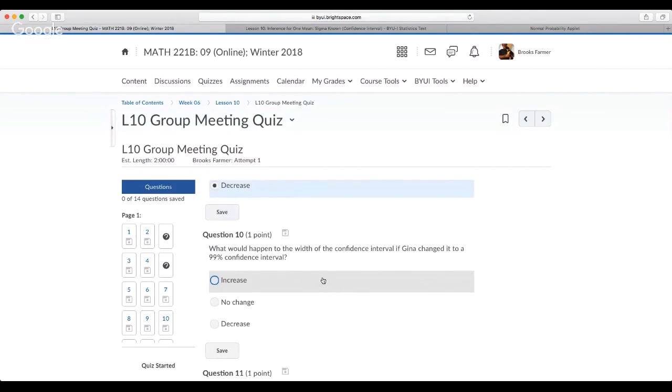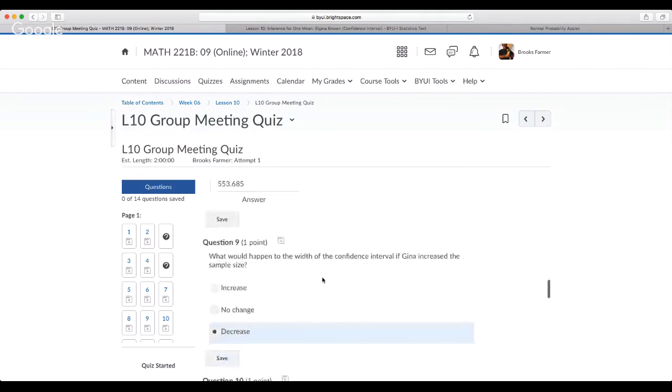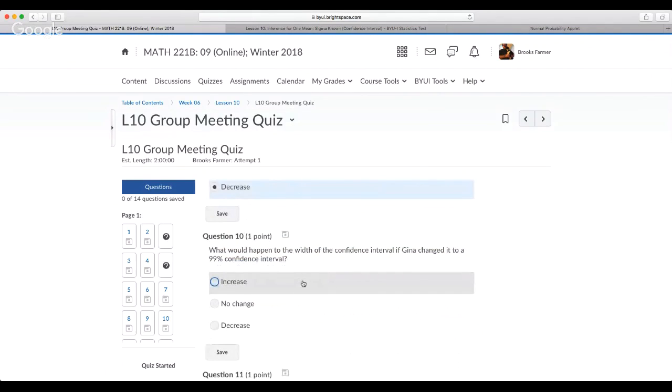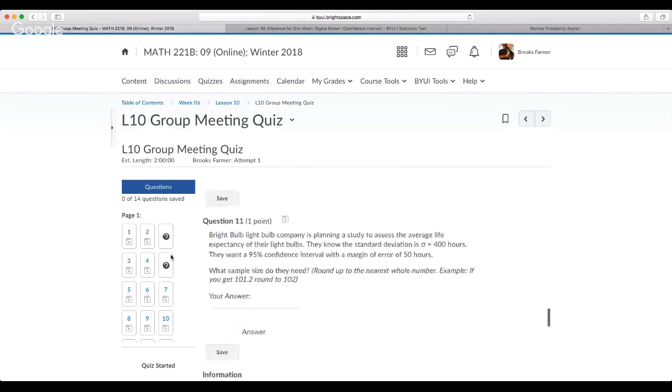This is where Gina changed it to 99%. So if you're going from 95 to 99, you have a bigger number you're multiplying by. All it does is give you a bigger number. The reason sample size is different is because you're dividing by the square root of the sample size. So when that increases, because it's a division, it reverses. When it's multiplication, it's just increase. It's a little confusing. We kind of have to think back to your old school stuff. All right, number 11.